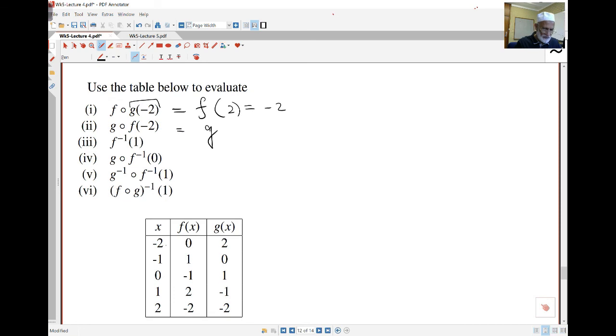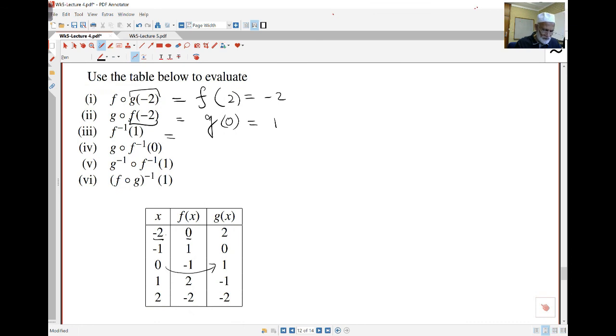g of f at -2. What's f at -2? f at -2 is 0. Go to 0 and find the value of g, I get 1. Next, f inverse at 1. So now I want the value of f to be equal to 1. So f of x equals 1. I find the value which corresponds to 1 here, and I find that the f inverse is -1.